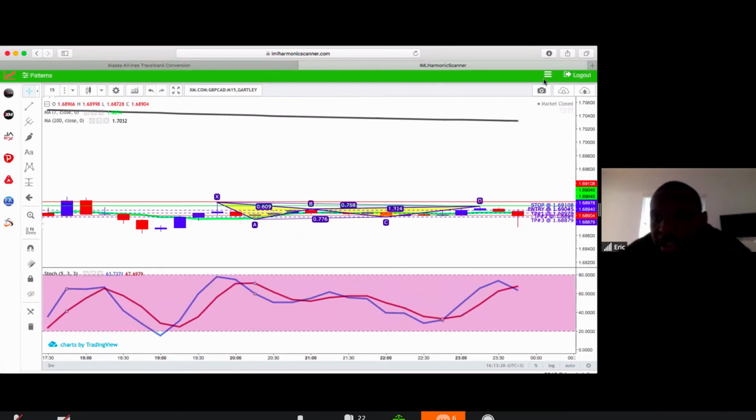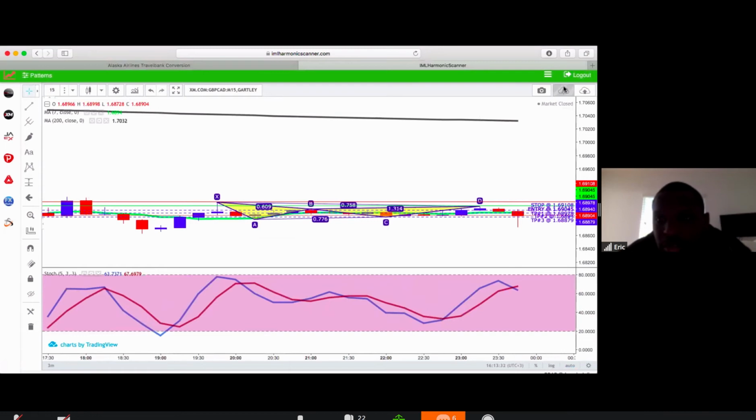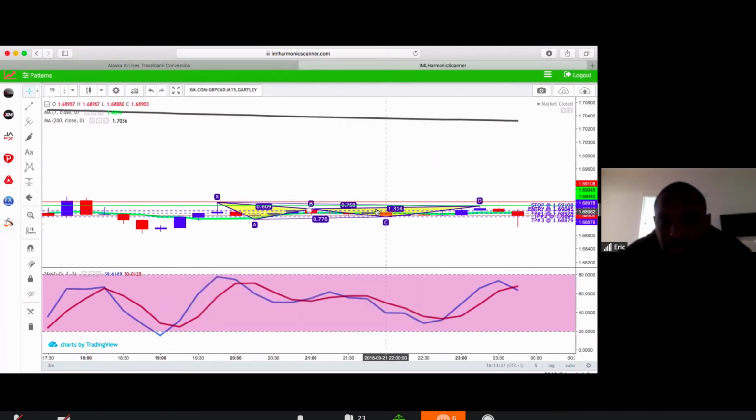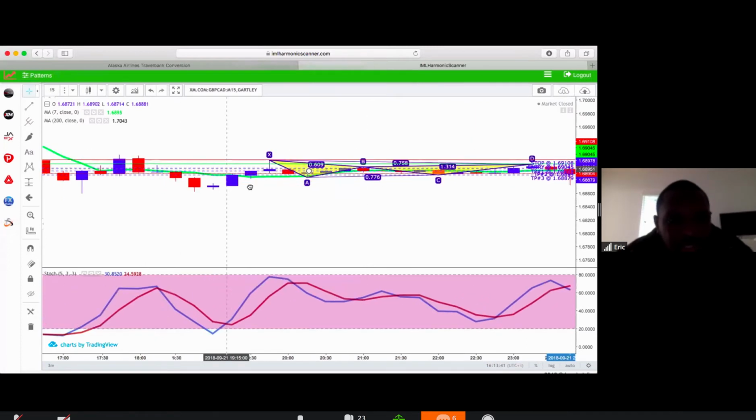And guys, also with the harmonic scanner, if y'all don't know, y'all can save these layouts. Different layouts, y'all can save them and name them, or whatever the case may be. So this is a 15-minute.